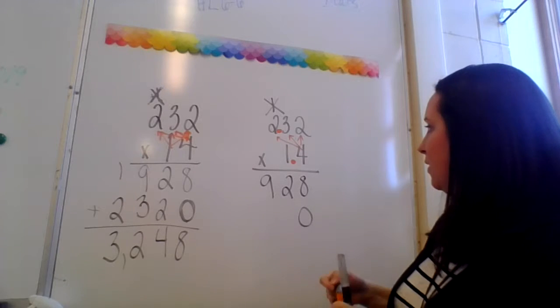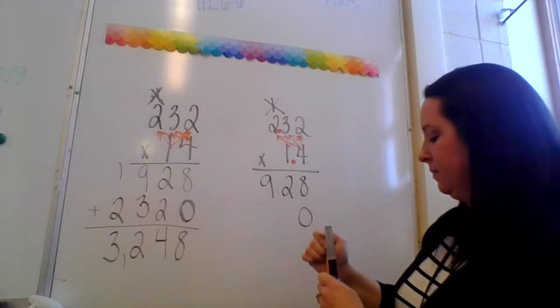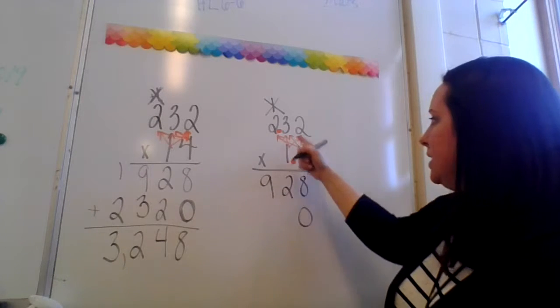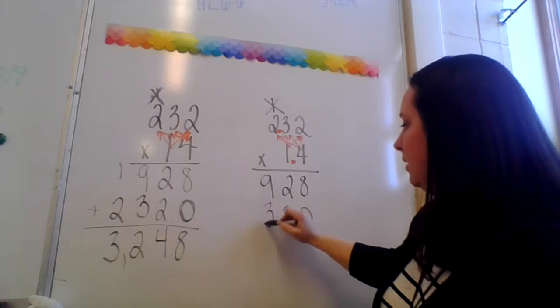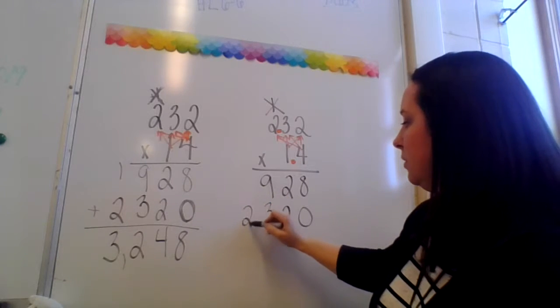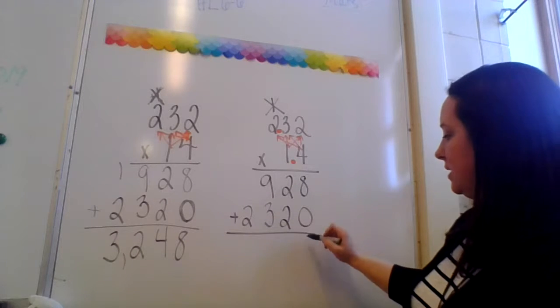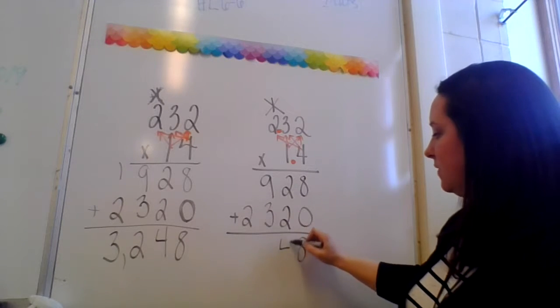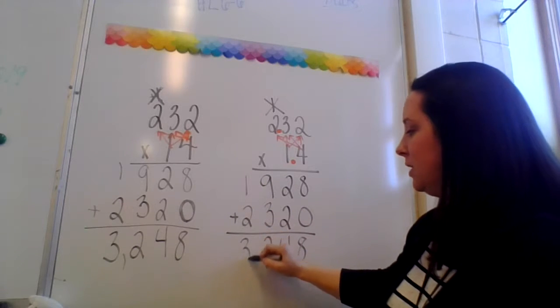Then we're going to multiply the 1 times these numbers. So I have 1 times 2 is 2. 1 times 3 is 3. And 1 times 2 again is 2. And then I'm going to add them together, same steps as before. 8 plus 0 is 8. 2 plus 2 is 4. 9 plus 3 is 12. Carry the 1. 1 plus 2 is 3.